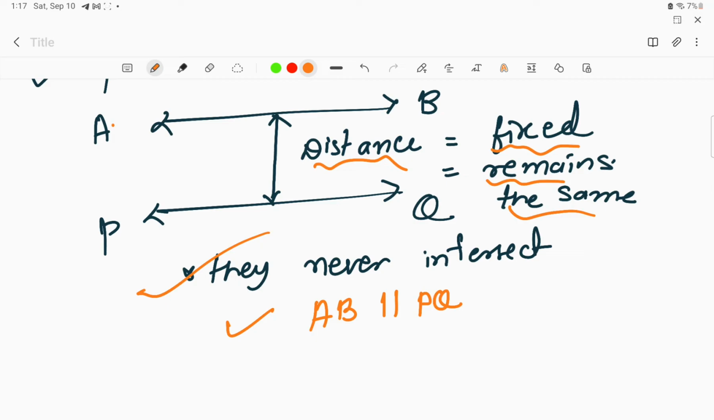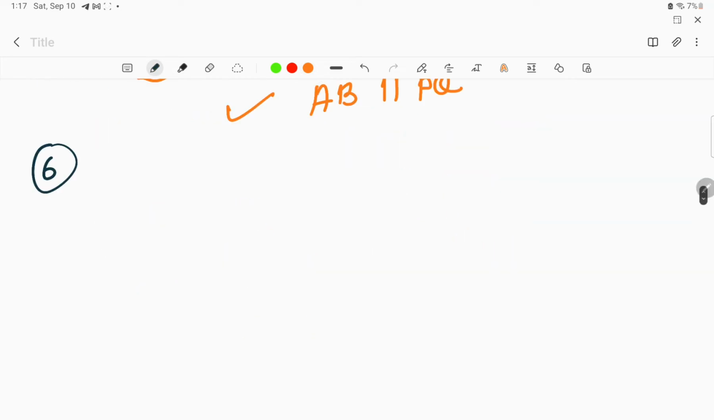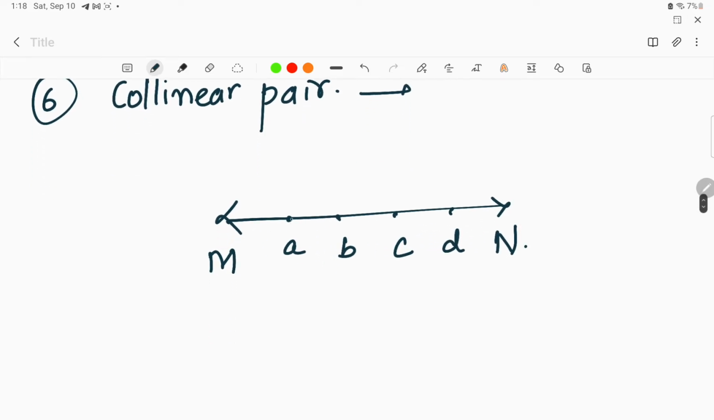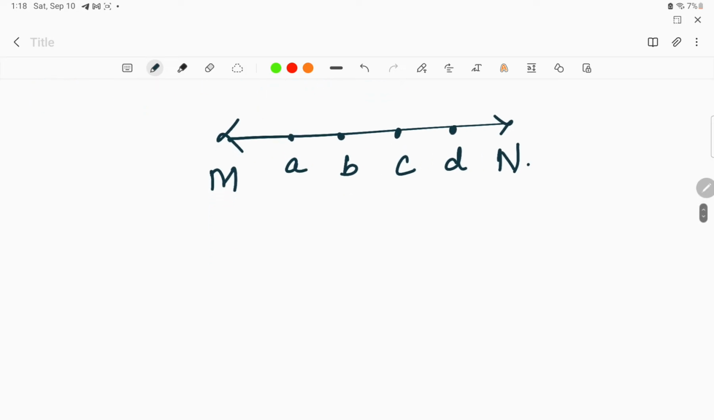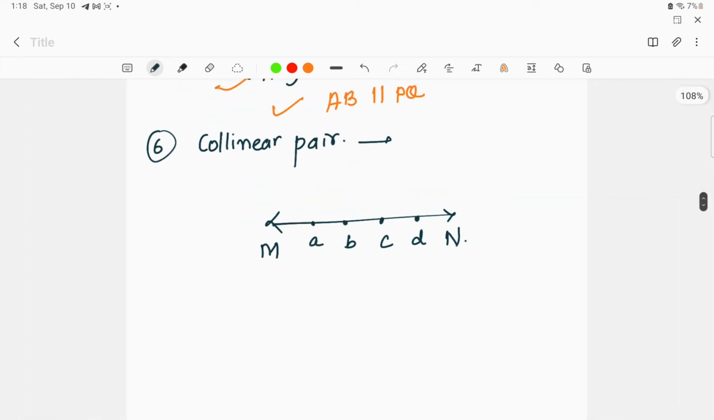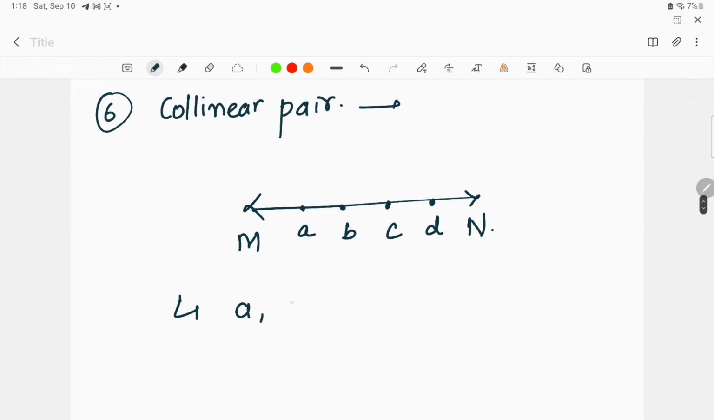Next, the term that we have to learn is collinear pair. Now what is a collinear pair? Consider a particular line, say MN. On this line, if I mark points like A, B, C, D, all the points that lie on the same line are called a collinear pair. Here A, B, C, D are called the collinear pair.